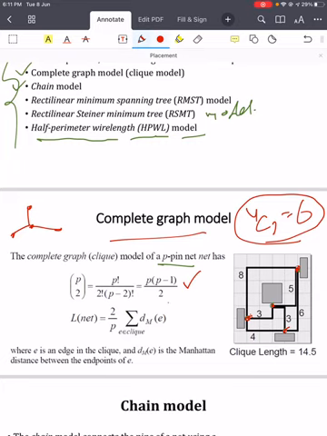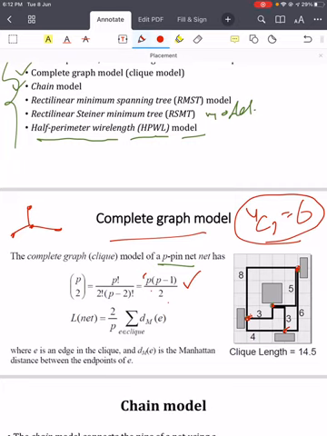If it is a p-pin net, then a spanning tree will contain p minus 1 edges. But in the complete graph there are total p times p minus 1 divided by 2 edges. So basically you have p by 2 times extra edges in the complete graph model. This p by 2 is an extra term that you have to normalize, so some correction factor has to be multiplied.